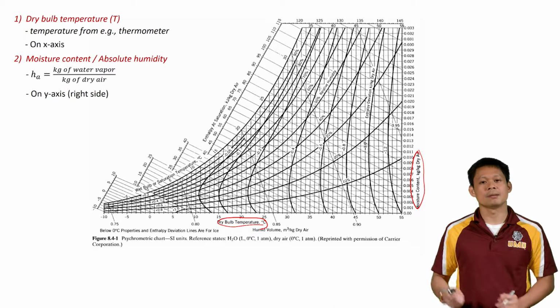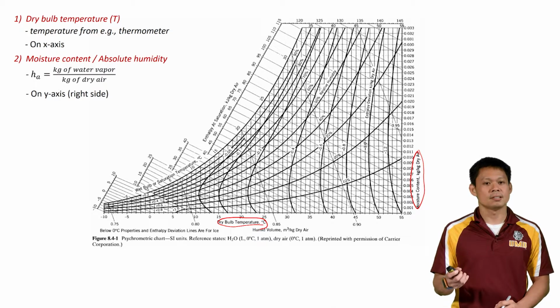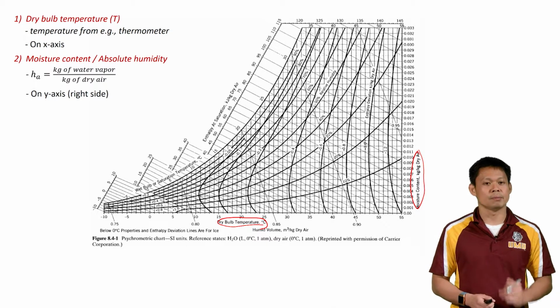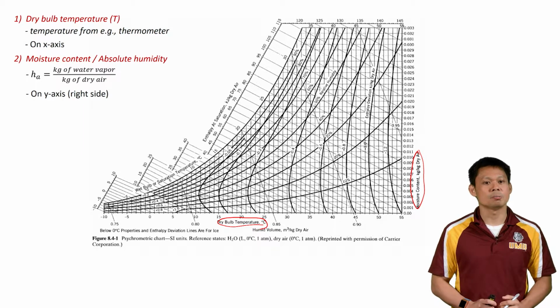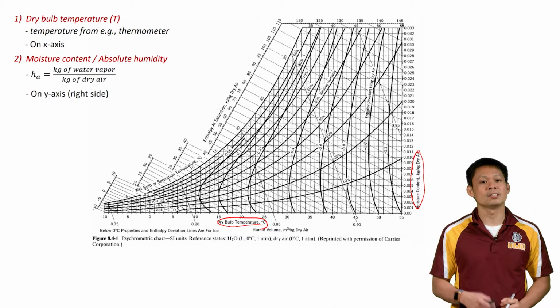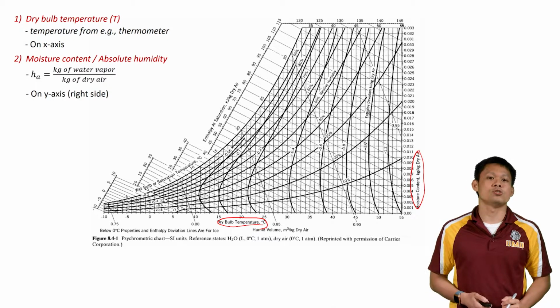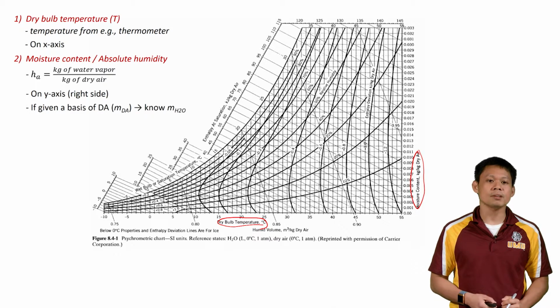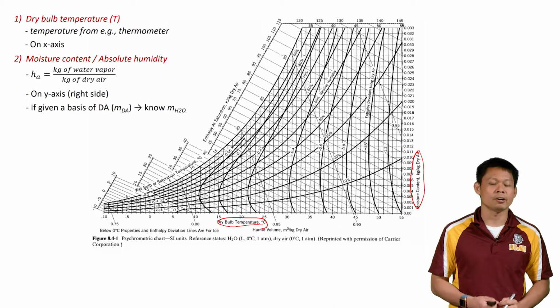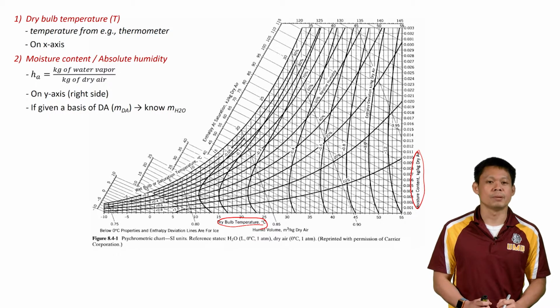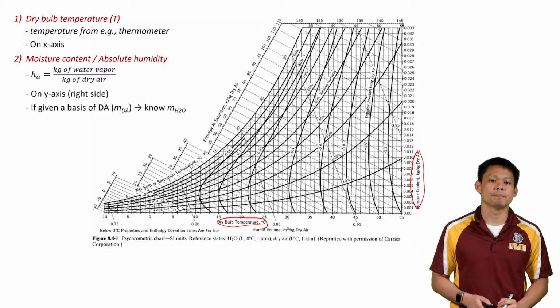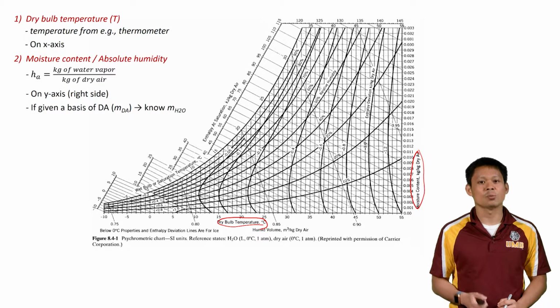A quick note about this absolute humidity: because it is a ratio of the mass of water vapor and the mass of dry air, when we start to put this into our material balance problems, this is actually going to give us one specification or one relation, because it gives us the ratio of our masses. So if you're given a basis of dry air, right away with this moisture content or absolute humidity, we can know the mass of our water vapor as well. All right, so that's the x-axis and the y-axis.